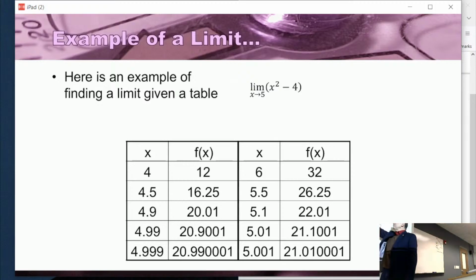What would the limit as x approaches 5 for this function be? What are these numbers all getting closer to? This one's coming from the top, this one's coming from the bottom, but what's the number in the middle there? Yeah, it's 21.